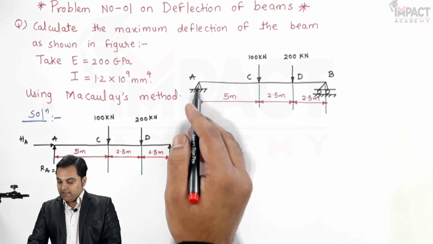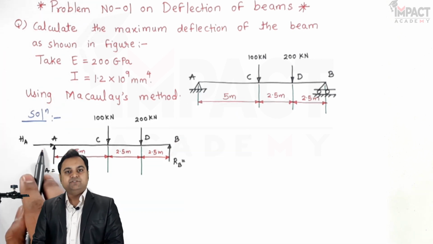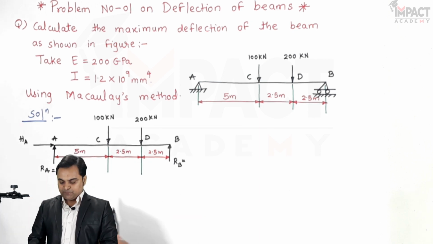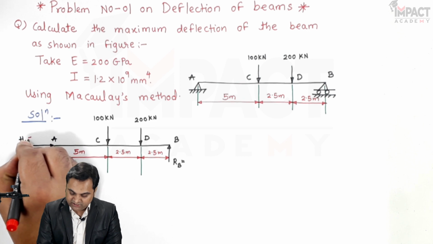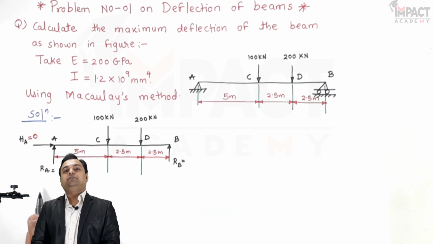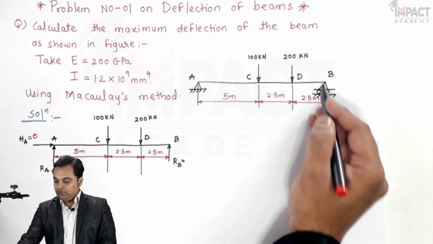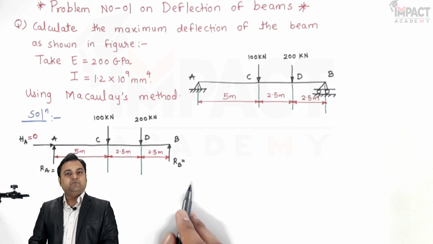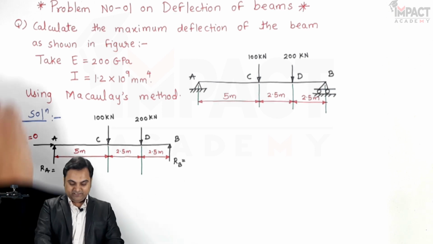Now, at A, since it is hinge support, we have two reactions, that is horizontal and vertical reaction. But here in this problem, no horizontal forces are there. So horizontal reaction HA would be zero. Then there is vertical reaction RA which needs to be calculated. And at the other end where we have the roller support, there only vertical reaction would be there, that is RB. Now, the first step would be to get these support reactions, that is RA and RB.